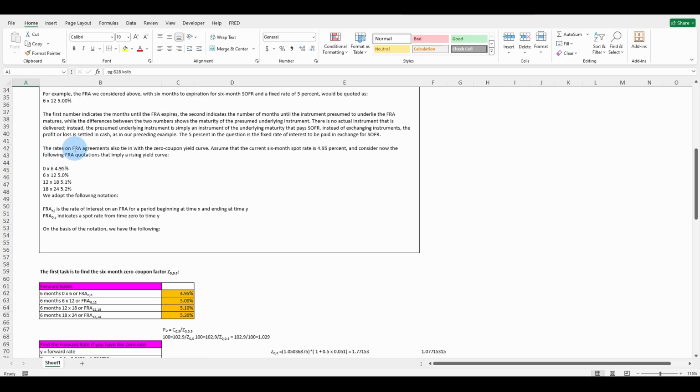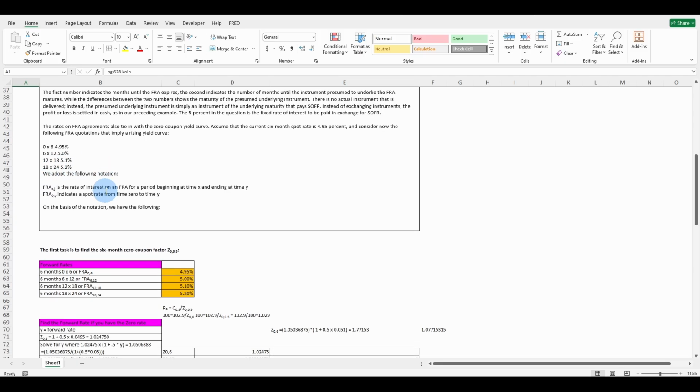The rates on the forward rate agreement also tie in with the zero coupon yield curve. Assume that the current 6-month spot rate is 4.95%. And consider now the following FRA quotations that imply a rising yield curve: 6 times 12, 5%; 12 times 18, 5.1%; 18 times 24, 5.2%. These are months.